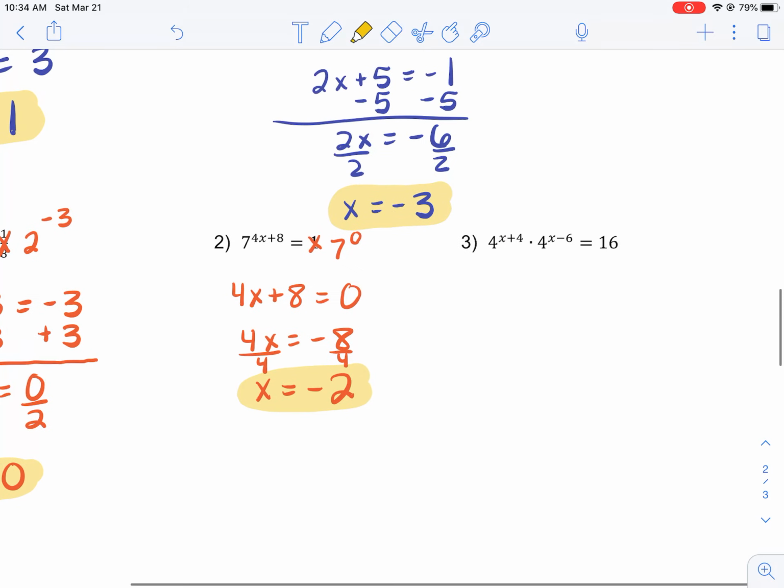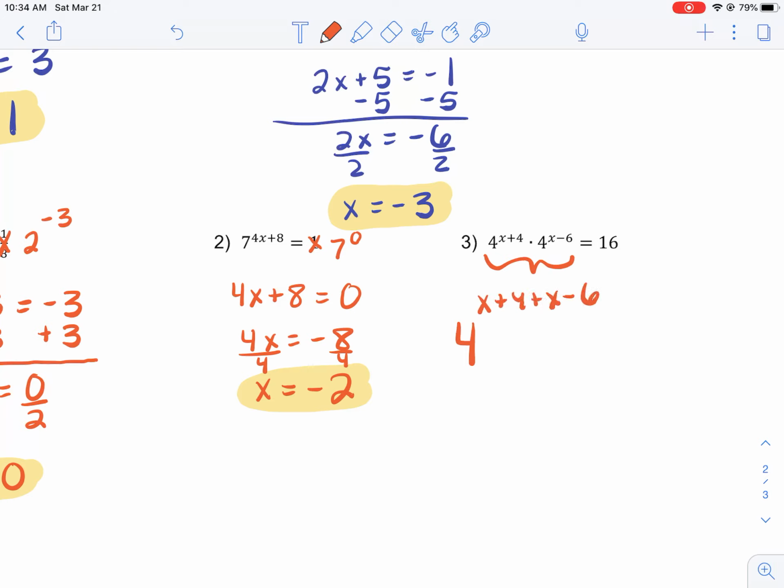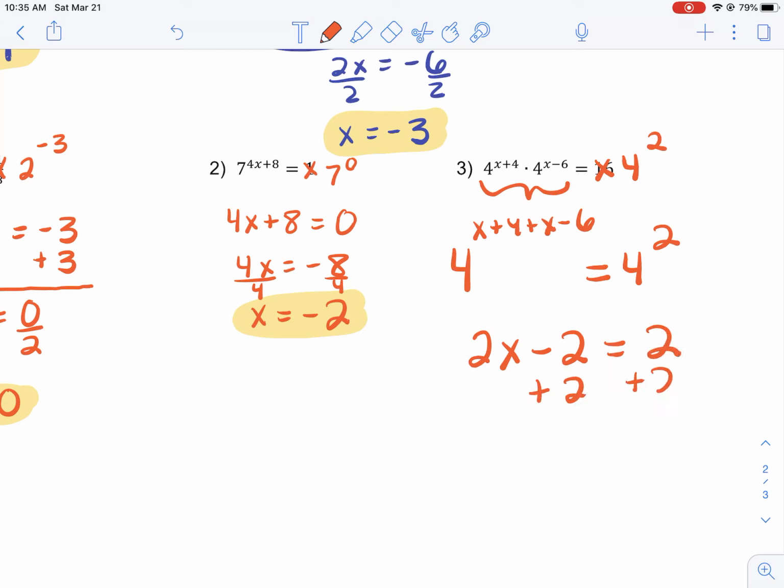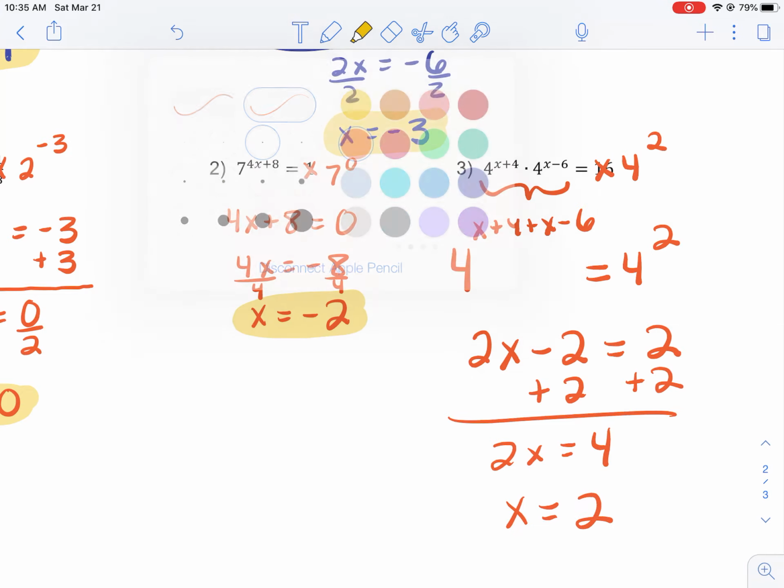And then lastly, I've got to combine these using addition. So 4 to the x plus 4 plus x minus 6 equals, now I'm going to rewrite 16 as 4 squared. So now I have x plus x is 2x, 4 minus 6 is -2, equals 2. Add 2 to both sides, 2x equals 4, and x equals 2.